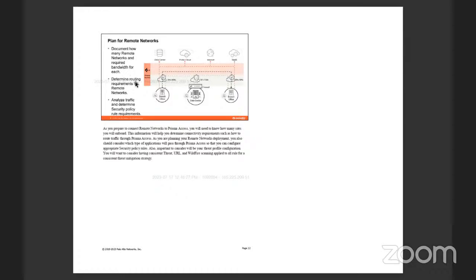Determine the routing requirements for the remote network, how we want our routing to look like on the branch office. So basically, a static route we need, a BGP we need. It totally depends on the environment. If we are already using BGP, then we should be going with the BGP. We don't have to manually define the routes.